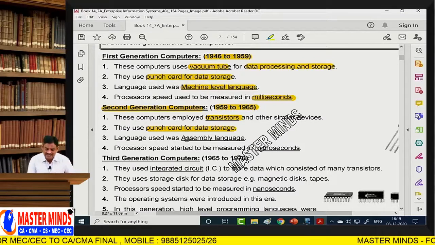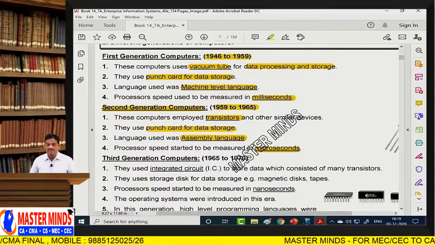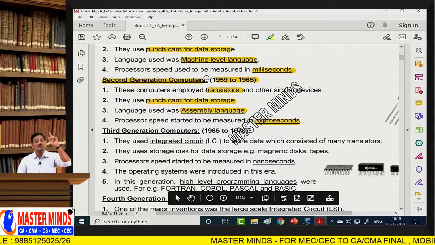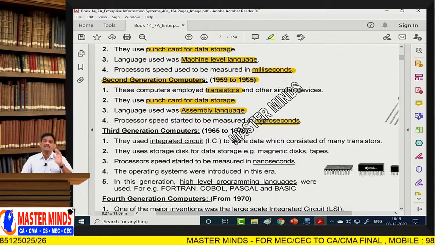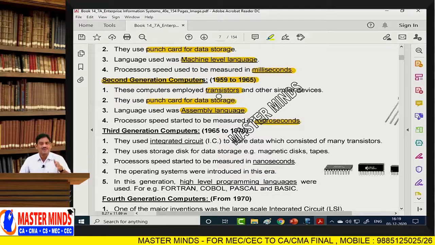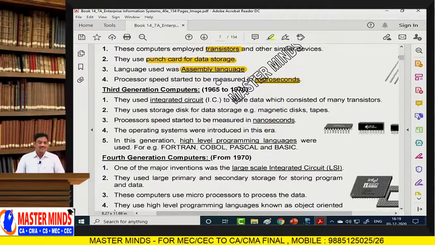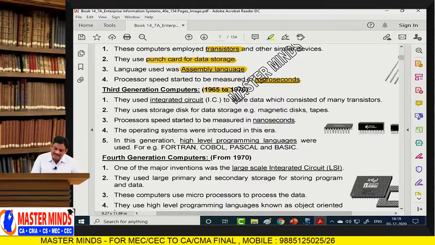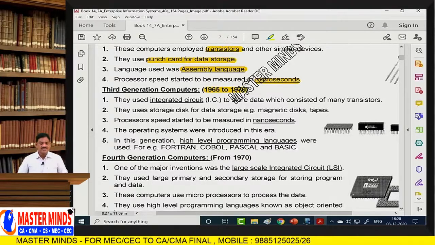The language used with these computers is assembly language, and the speed of these computers can be measured in microseconds. In the first generation we had milliseconds. That's why I told you clearly in the case of characteristics: milli, micro, nano, pico, femto, atto second. Next one is the third generation of computers, and the era is from 1965 to 1970.